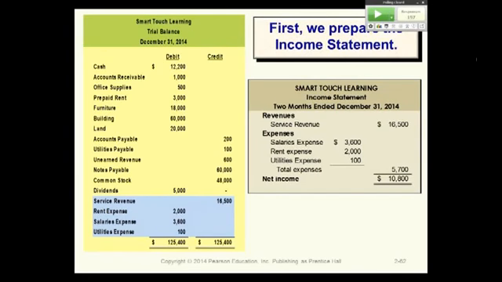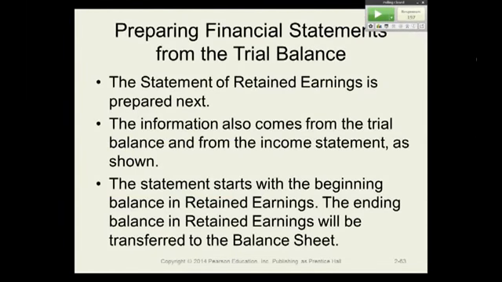The next statement would be the statement of retained earnings. And the reason why we need to do the income statement first is because net income gets transferred to retained earnings from that income statement. So again, the next statement is the statement of retained earnings. The income from the income statement is needed, and this is part of the notion of articulation. And then, of course, the retained earnings goes to the balance sheet.